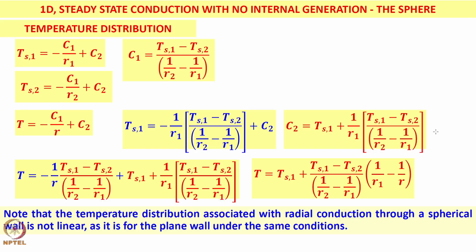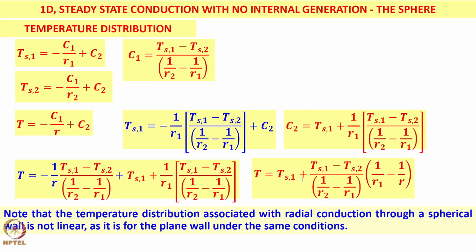I am not going to write this. You will get T is equal to minus C1 by R plus C2. I am substituting C1 and C2, and I am going to get the temperature distribution. It really does not matter, you do not need to remember any of this.